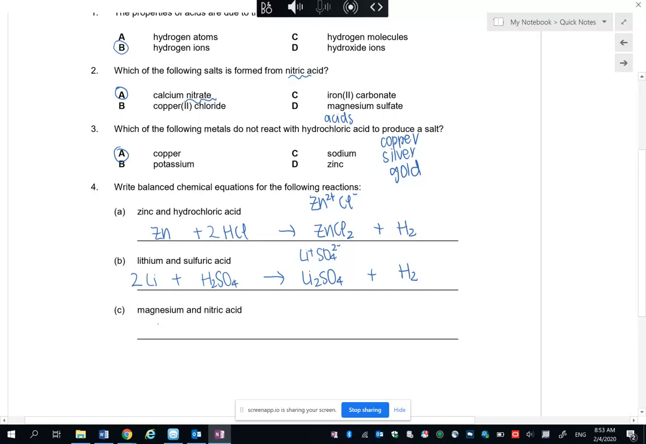Okay, and then the last one, magnesium plus nitric acid. Okay, so magnesium plus nitric acid will give me magnesium nitrate. So Mg2 plus and NO3 1 minus. So I must remember to cross because they are not equal. Plus hydrogen gas. Okay, and then balance it. So balance.